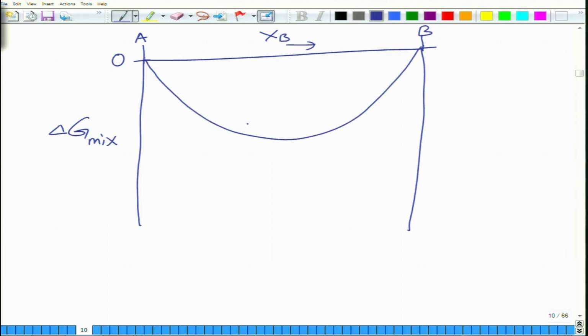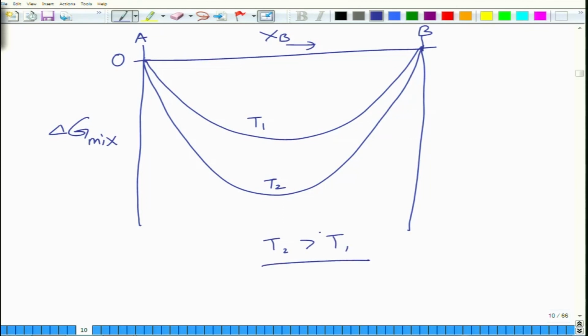So, this is at a fixed temperature T1. If you increase the temperature to T2, where T2 is greater than T1, it leads to a higher value. So, you can see that this depth has increased as the temperature increases.